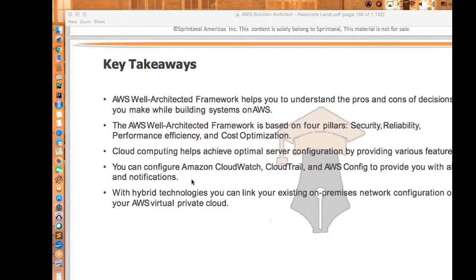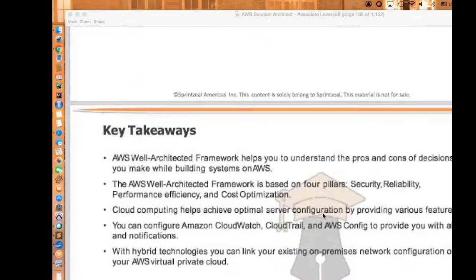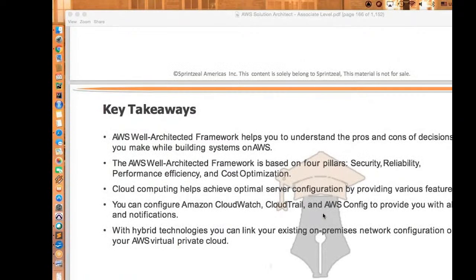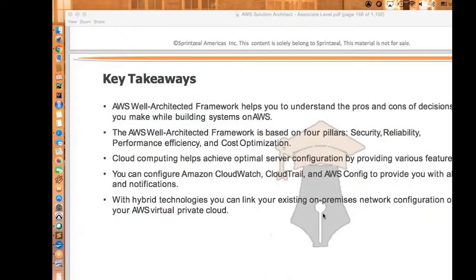With hybrid technologies also, we talked about how it is going to extend your on-premise network, and how we configure and get your on-premise network into the AWS cloud virtual platform, which is your AWS VPC. This also we talked about. And we even talked about how the architecture framework is going to help you understand the pros and cons of decisions while building your AWS services.